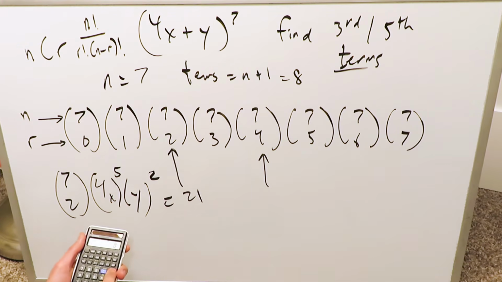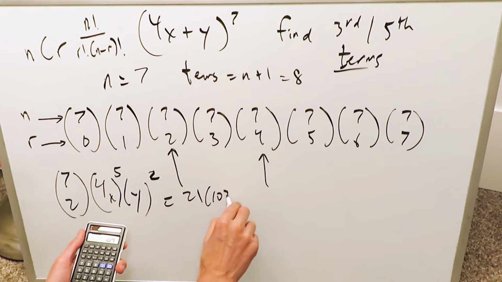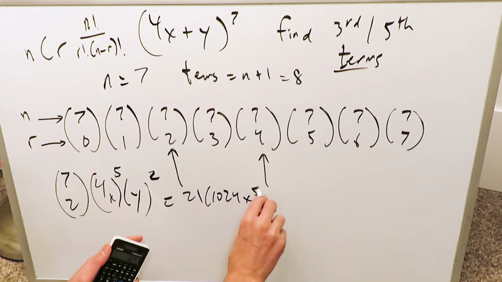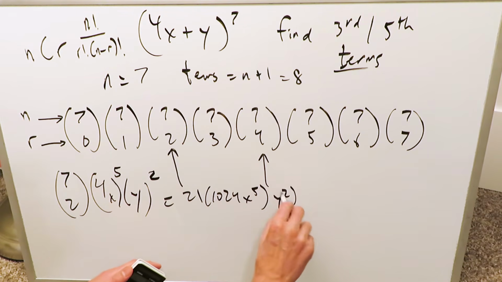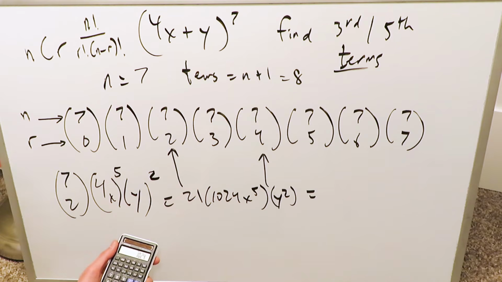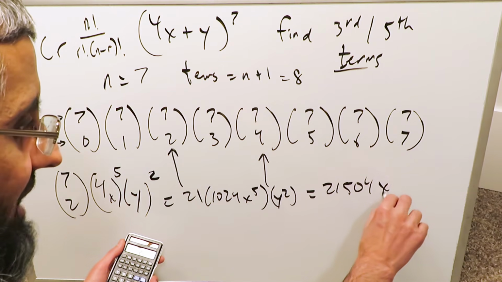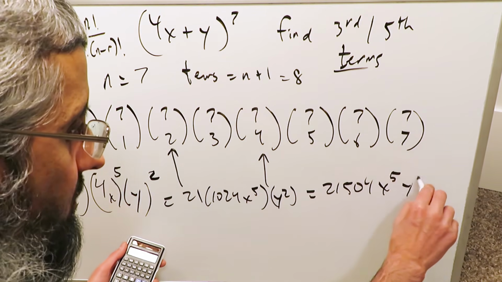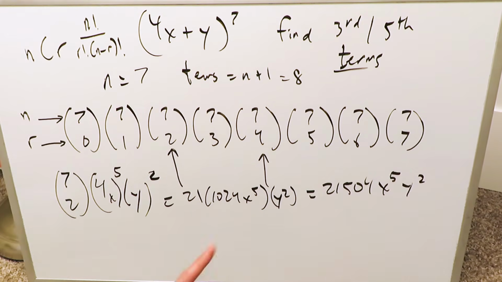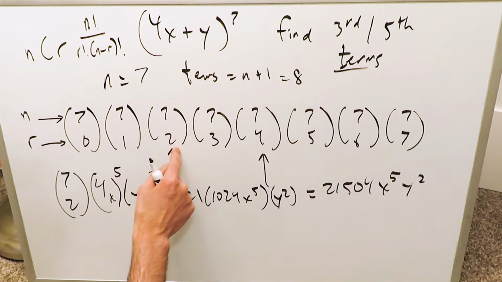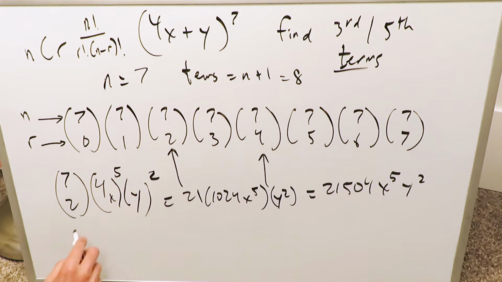4 to the power of 5, I'm getting here, times 1024 x to the power of 5 y squared. When I combine these together, what do I have? I'm doing 21 times 1024. I have 21,504 x to the power of 5 and y squared, and that should be it, and it should be right. But this right here is my third term. Let's do our fifth term.